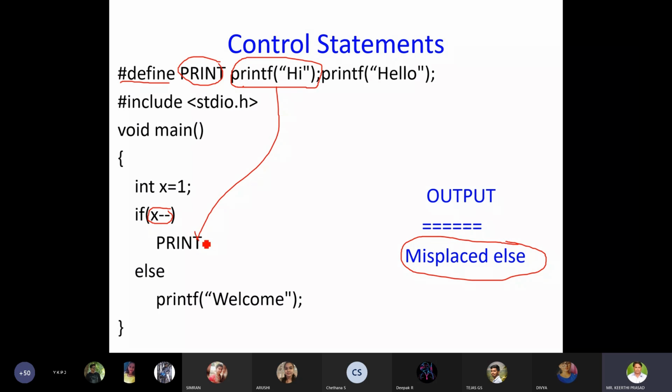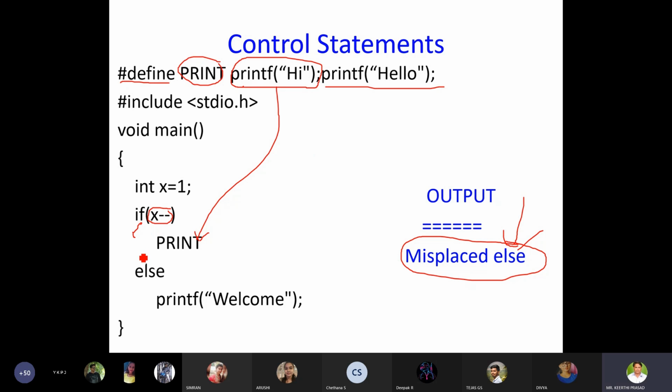Because at this place we have two statements. The first one is printf hi, the second one is printf hello. So this condition is applicable only to the first statement. After that, the compiler is expecting an else part, but it did not find one. Instead, it is seeing printf. Hence, it says I am expecting else, but else is misplaced. Am I clear?